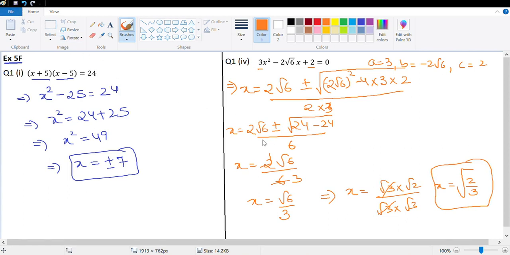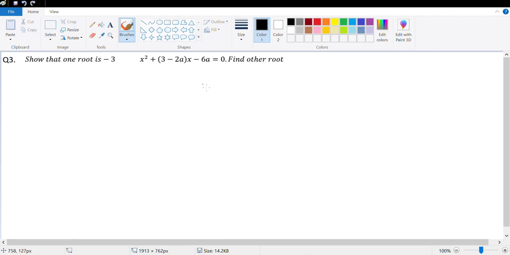The next one that we are doing is question number 3. It says show that one root of the given equation is negative 3 and find the other root. So put x is equal to negative 3 in the left hand side. Let's see if left hand side is equal to right hand side. So that's negative 3 whole squared plus 3 minus 2a times negative 3 minus 6a. Yes, we've been given x is equal to negative 3.